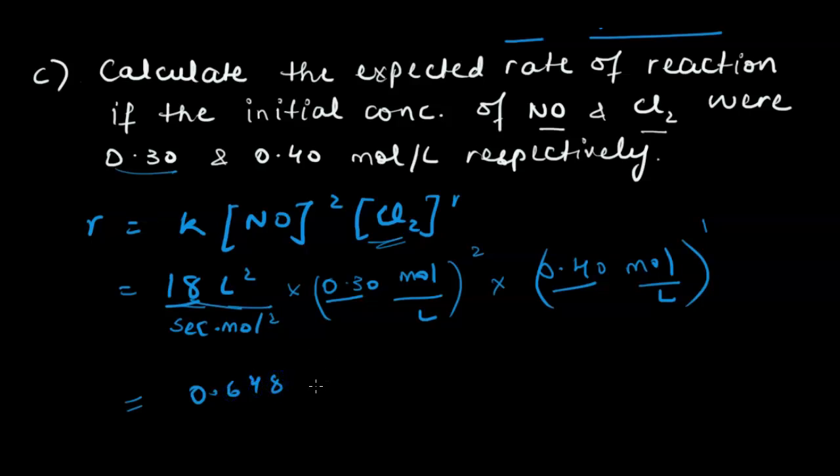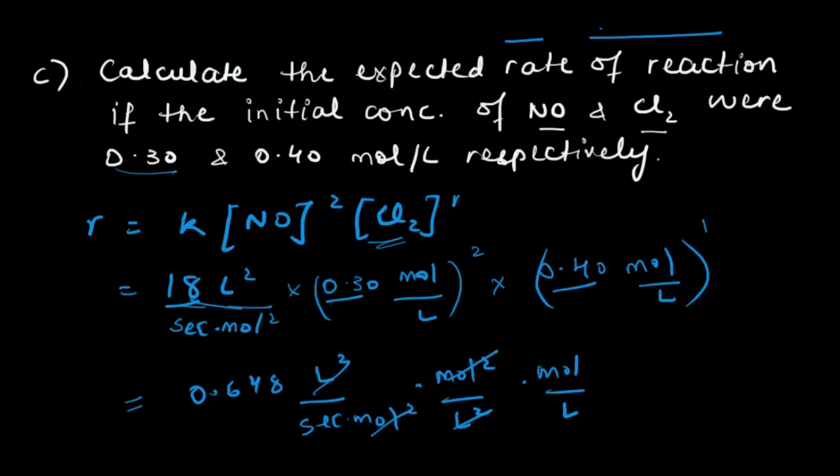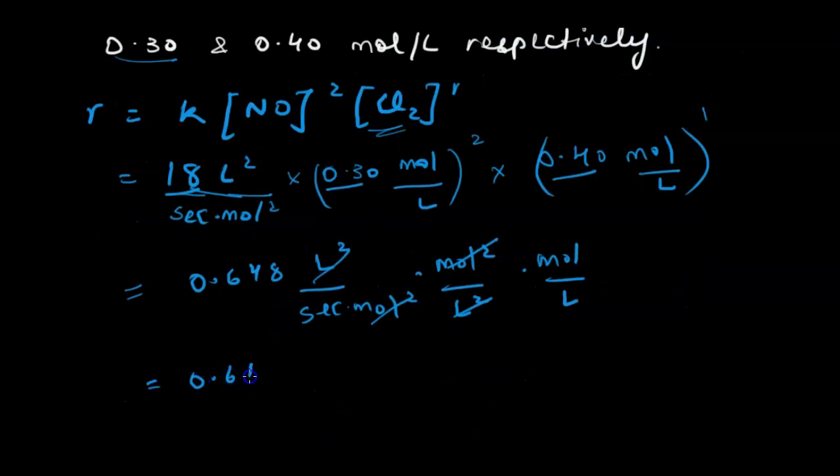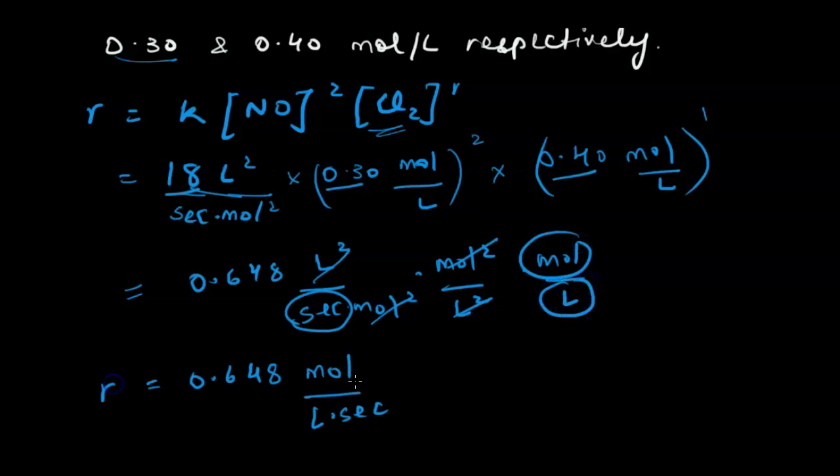And let's work with the units now. We have liter square over second times mole square. We have mole square over liter square, and we have moles per liter. So we would cancel mole square, liter square. And here we just noticed that we are left with 0.648 moles per liter second. And that is the unit of a rate. So this is how we solve a rate problem when we are given experimental values.